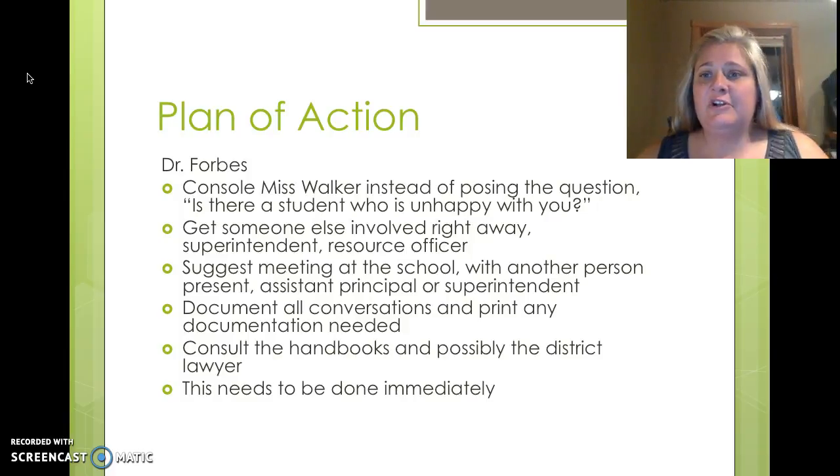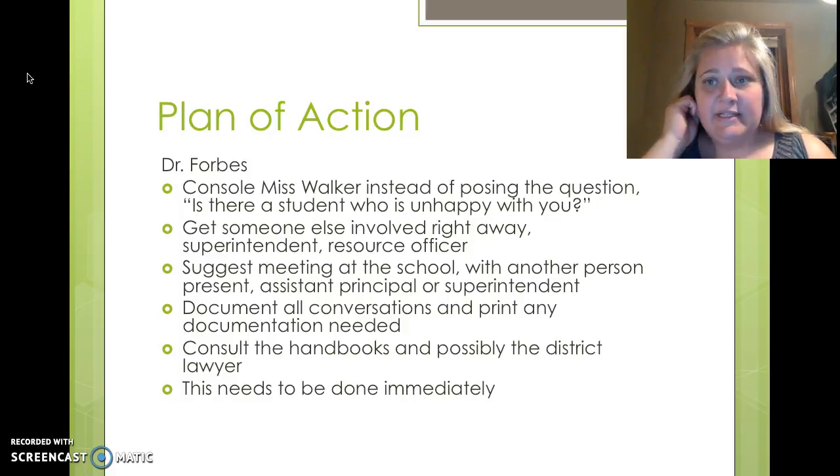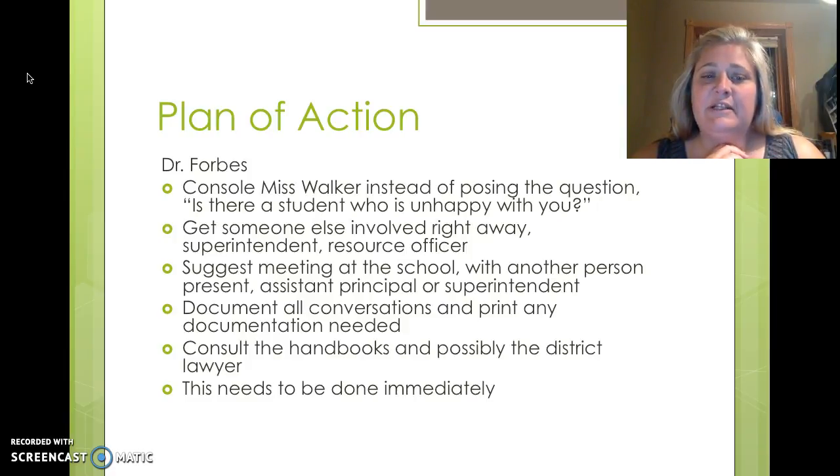A plan of action for Dr. Forbes, and what I would take as an administrator myself, is to console Miss Walker instead of posing the question, "Is there a student who is maybe unhappy with you?" And that was his first question, and that's very accusing. Get someone else involved right away, such as the resource officer or the superintendent. Let them know what's going on. Suggest a meeting at the school with another person present, assistant principal or the superintendent, and I would do this Sunday night, not wait until Monday morning.